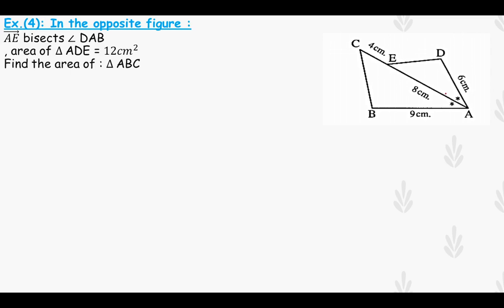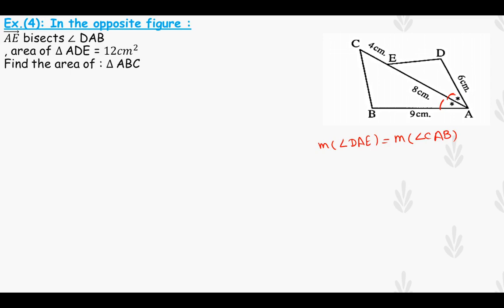Here, you can see that the measure of angle DAE equals the measure of angle CAB. So you have angle equals angle.